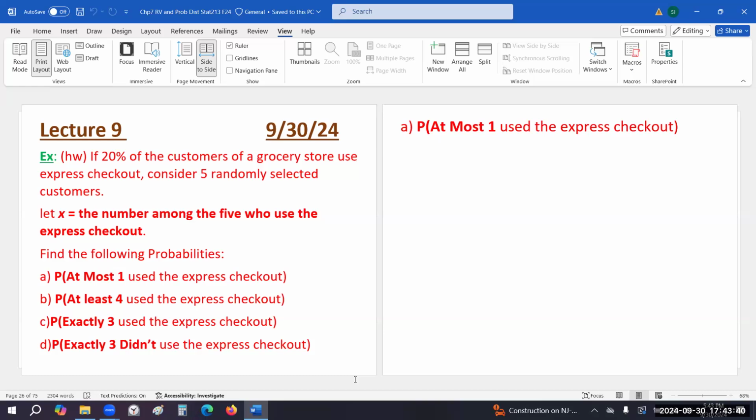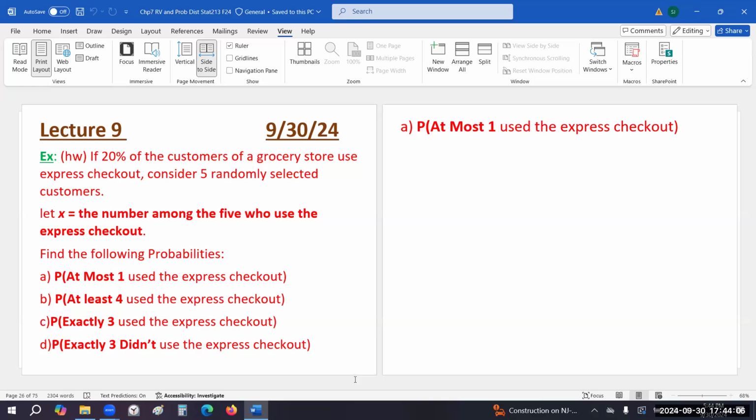It says, what is the probability that at most 1 person used the express checkout from the 5 people we observed? So in a store, there are lots of people coming and going, and we observe only 5 of them randomly. And we have to see, among these 5 people, what's the probability that at most 1 person used the express checkout?